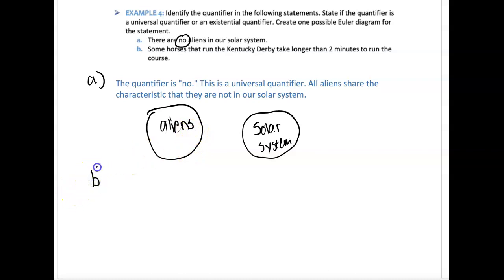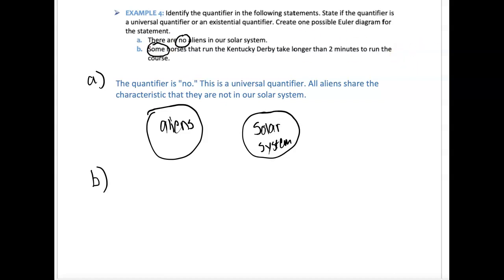Okay, example B. Some horses that run the Kentucky Derby take longer than 2 minutes to run the course. So the quantifier here is some. We are saying that there exists a horse that takes longer than 2 minutes to run the course. Not necessarily all horses, just that there exists one. So that is an existential quantifier.